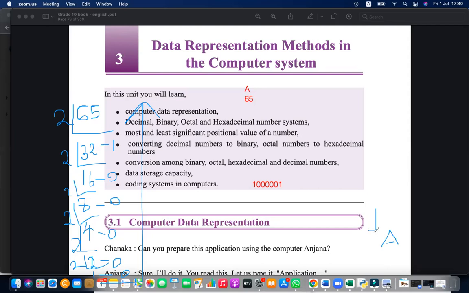We can write A in a book, but we can't write A in a computer. Therefore, it has a number. So this is representing.